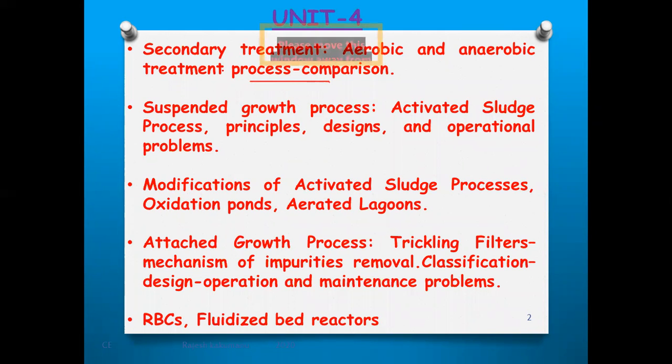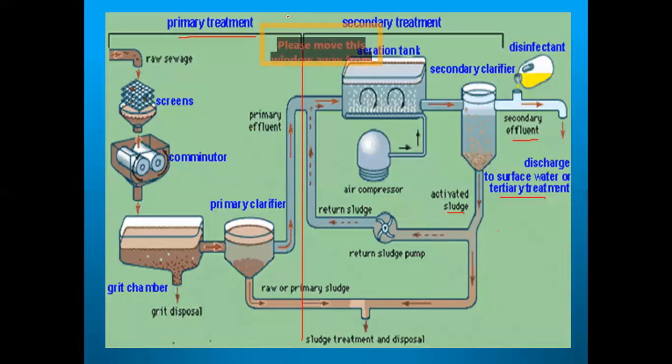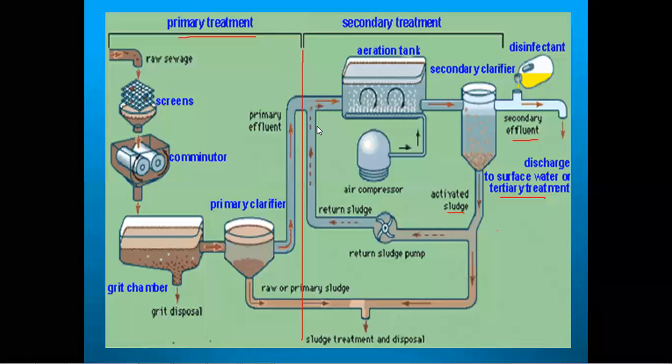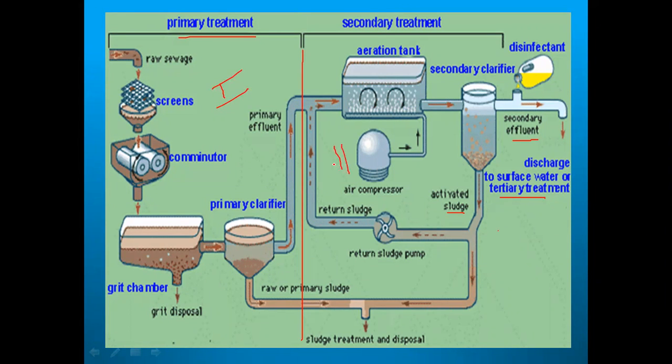Next one. So coming to the various types of treatment process, this figure will stay with you till the end of this unit. We have already completed the first phase, the primary treatment. So we are going with the secondary treatment process, that is the second phase. In the secondary phase, we are dealing with things like the aerated tank, clarifiers, the activated sludge process, and various other treatment processes.